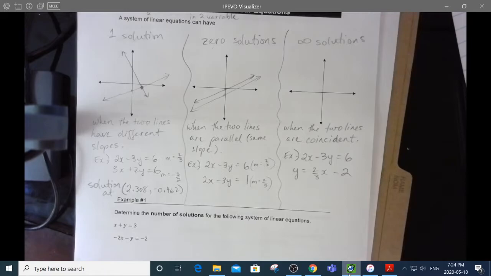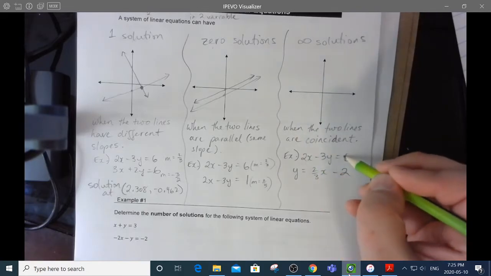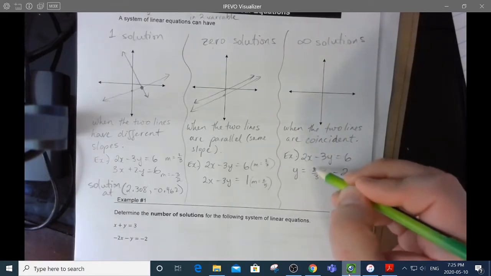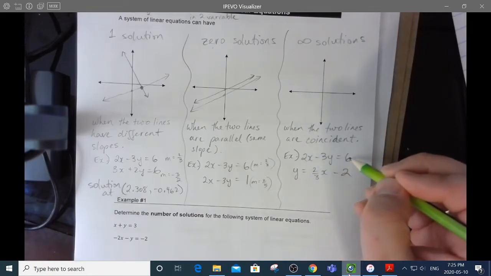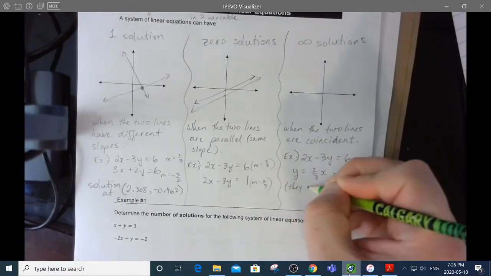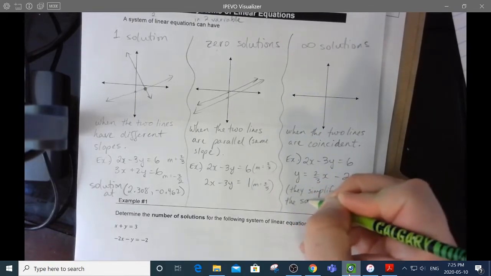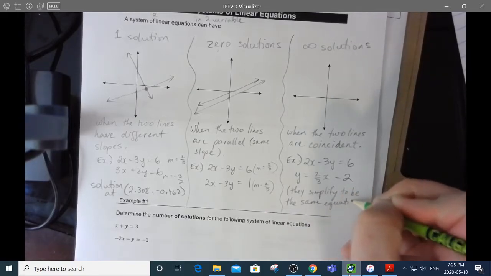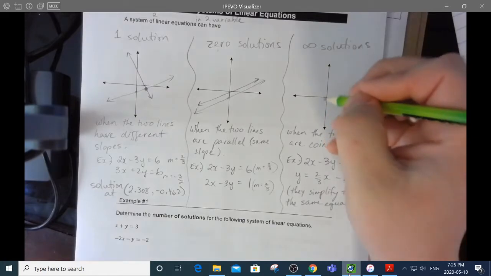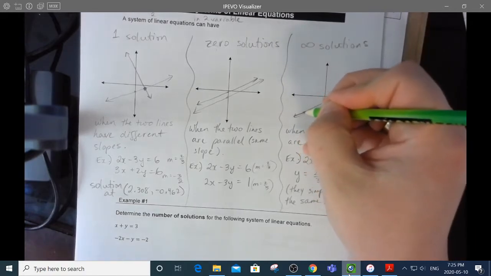Now, those two equations look different, but they're actually not. For example, if I were to change this equation into that form, the 2x would move to this side. It would become negative. You'd divide it by -3, and you'd get this. And then, of course, when you divided 6 by -3, you get -2. In other words, these two things simplify to be the same equation. Now, why does that mean they have infinite solutions? Because if I graph the first line, I get this, and if I graph the second line, I get this again.